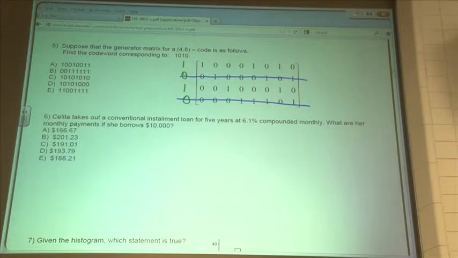So the first column, 1 plus 0 is 1. 0 plus 0 is 0. 0 and 0 goes to another 0. How about 1? A 0. 1 plus 1 is 0. 0 and 0. Let's see. 1, 0, 1. 0, 1. 0, 0, 0. How about D?